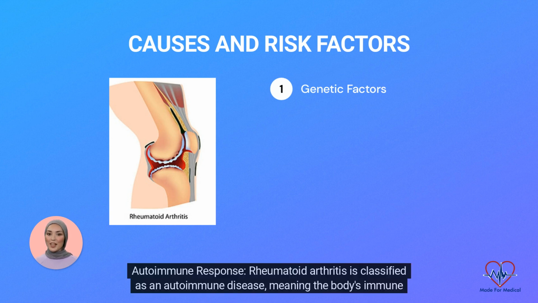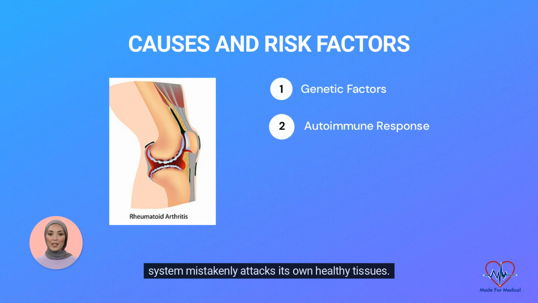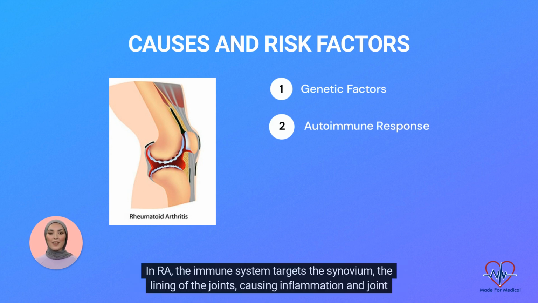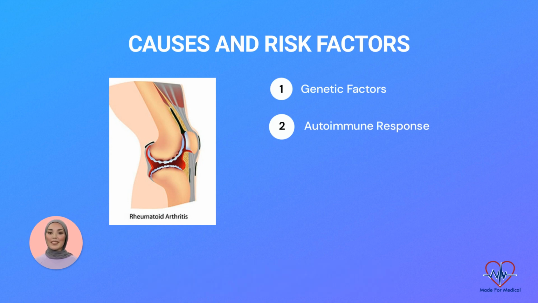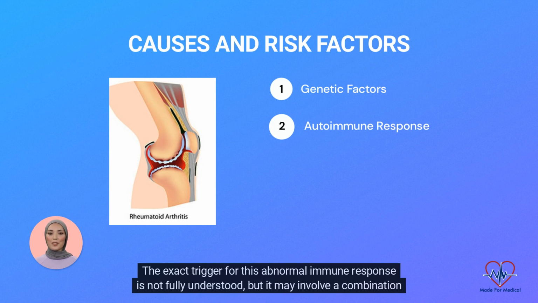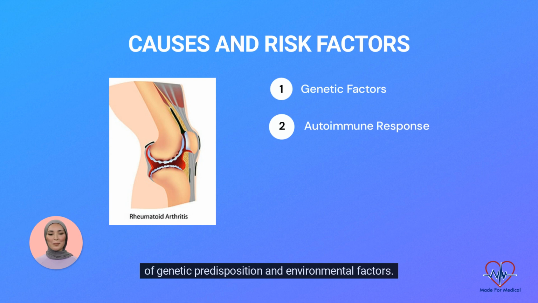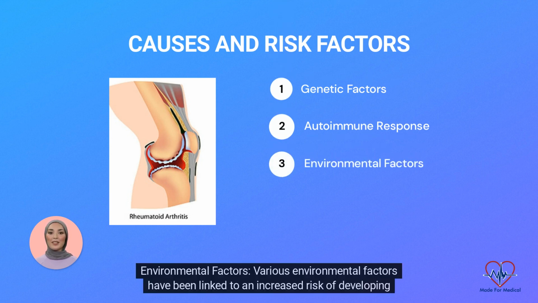Autoimmune response. Rheumatoid arthritis is classified as an autoimmune disease, meaning the body's immune system mistakenly attacks its own healthy tissues. In RA, the immune system targets the synovium, the lining of the joints, causing inflammation and joint damage. The exact trigger for this abnormal immune response is not fully understood, but it may involve a combination of genetic predisposition and environmental factors.